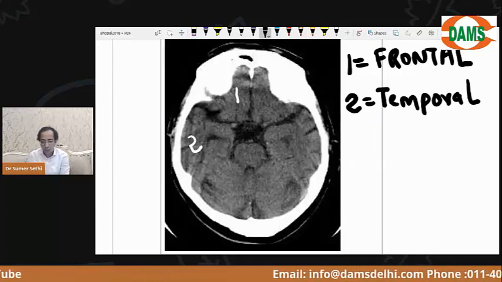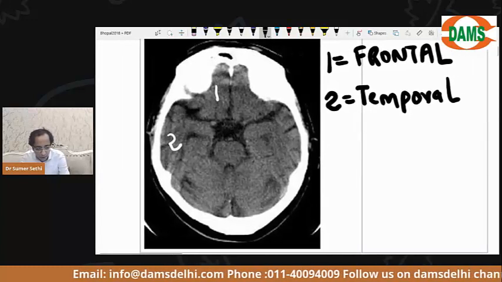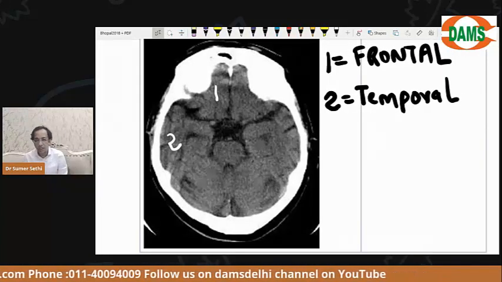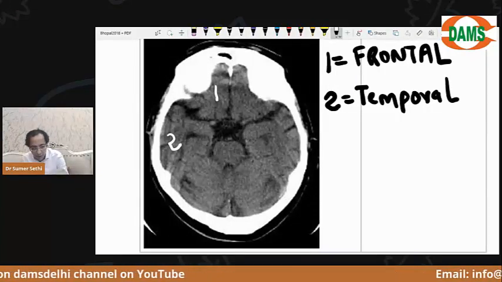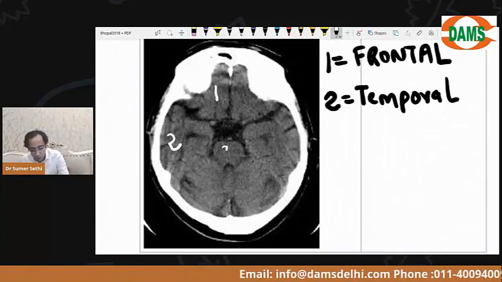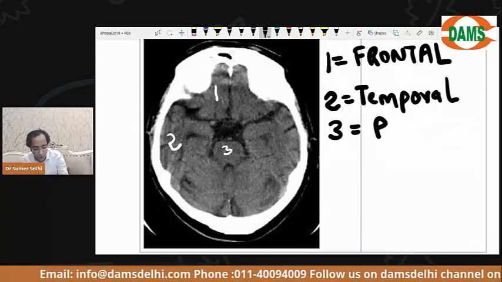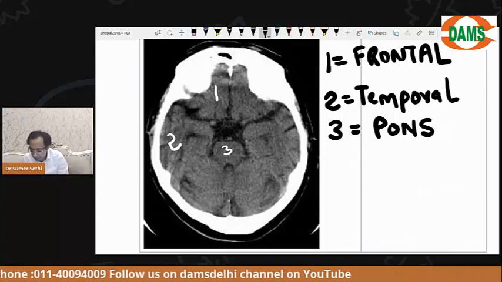You can actually label it with a pencil. That's a good suggestion that somebody has given. It's a good idea. But label just like I am labeling numbers on this side. Everybody understands? Number 1 is frontal lobe, 2 is temporal lobe, number 3 is pons.